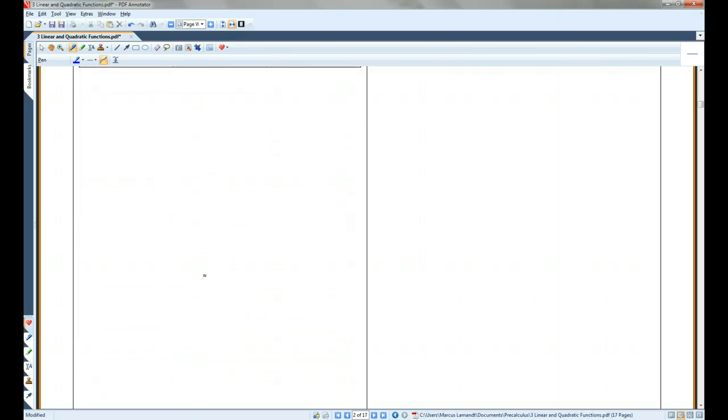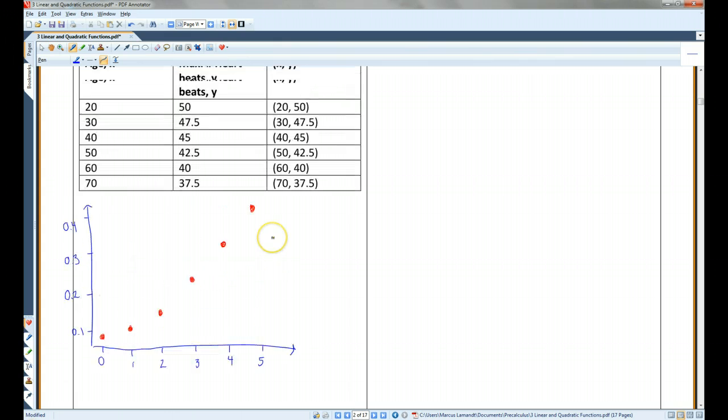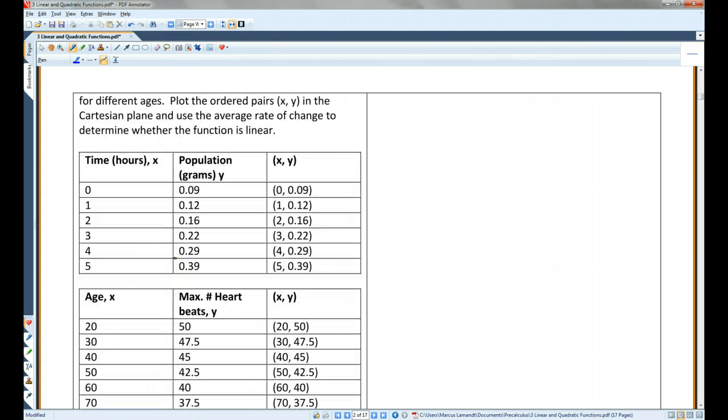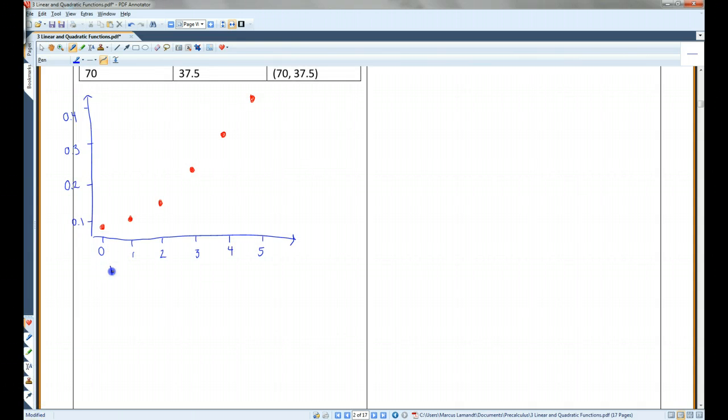Okay, so I'm going to do that down here. Alright, the graph should look something like this. There's a little bit of a curve. Hopefully you can see that. Because it is impossible to draw a straight line in such a way that all the points are connected, this is not a linear relation. This function is not linear. Okay? I'll write that down here. Not linear.